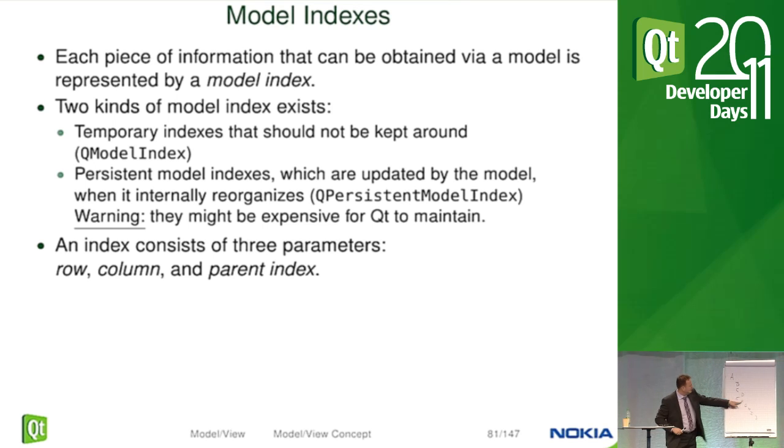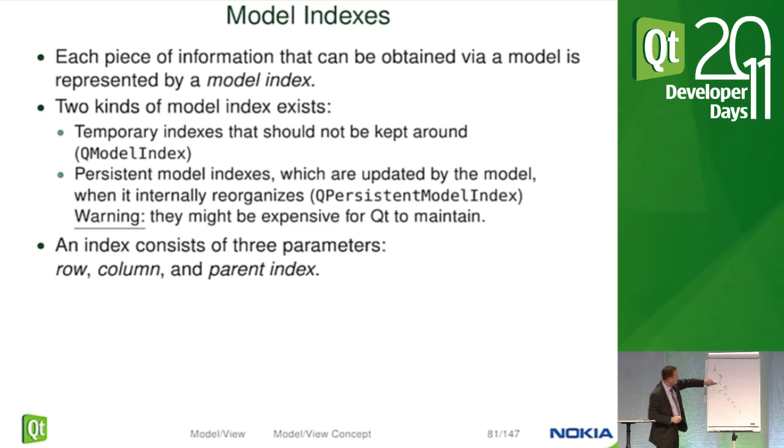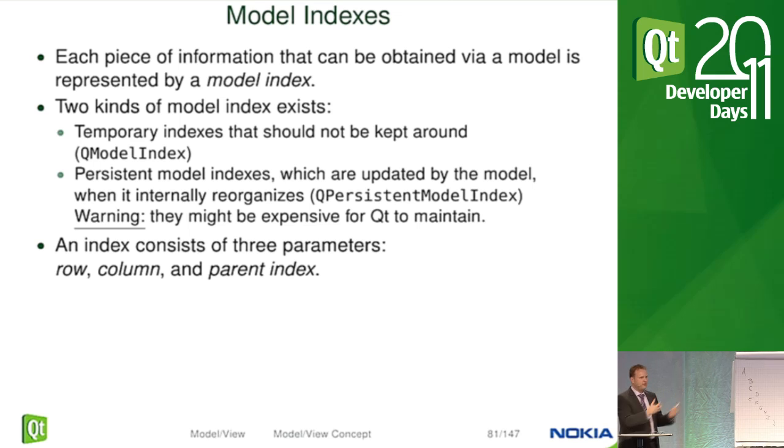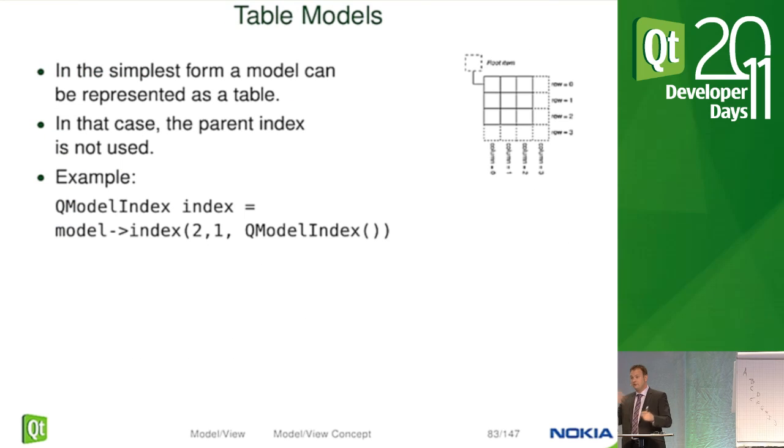So I have this one here. It is row 1, column 0, and the parent is this one. So that's the model index as thought of from the outside. There is a model index from the inside, which looks slightly different. We'll get back to that.